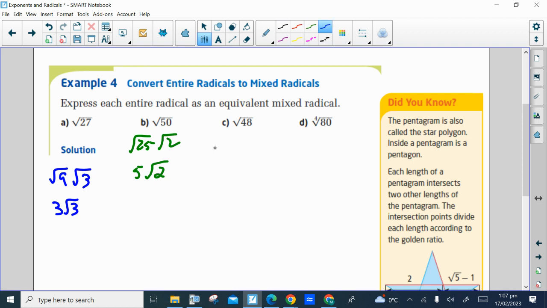Root 48, we did this one earlier today. We found that the biggest perfect square that divides into 48 is 16, and this allows you to do it in one step instead of two.